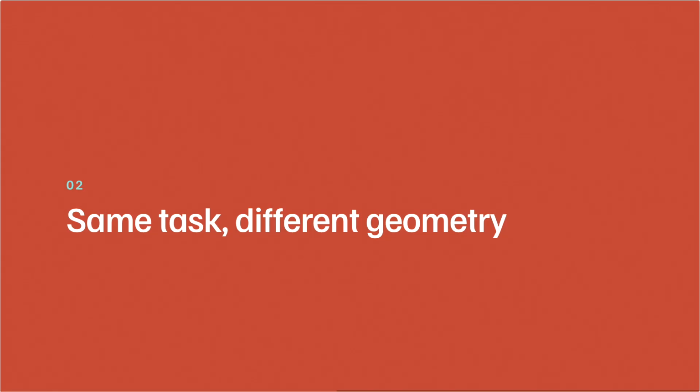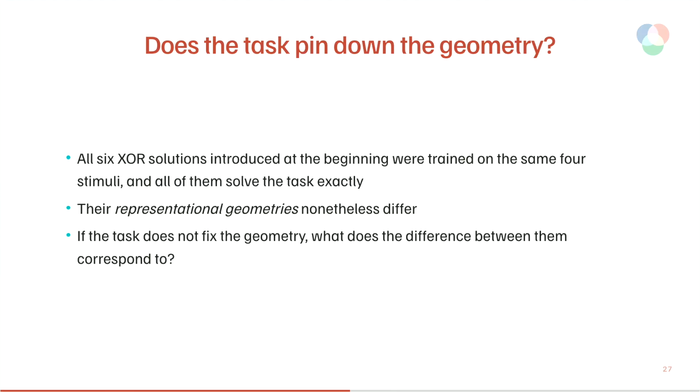So now on to the second question that I posed at the beginning, which was, do we also see the dissociation of function and representation in nonlinear networks? And you can basically tell from this title, same task, different geometry, that this seems to be happening in nonlinear networks. So one question that was also posed already in the keynote and then repeated again by Lukas in his tutorial is, does the task that we use pin down a unique geometry?